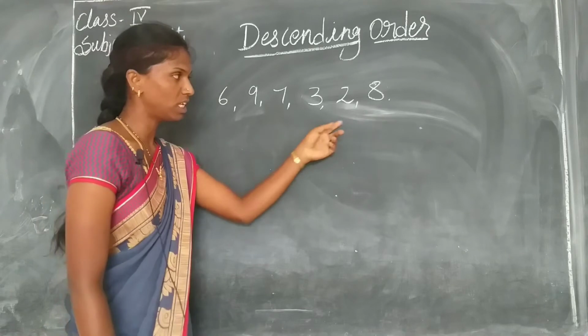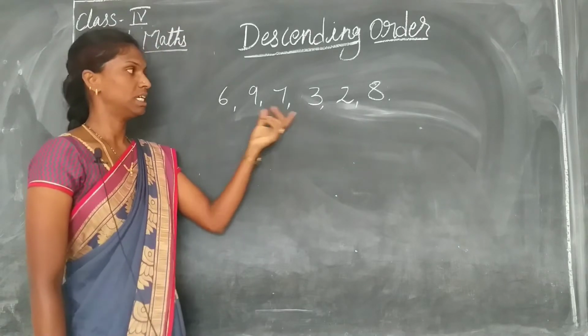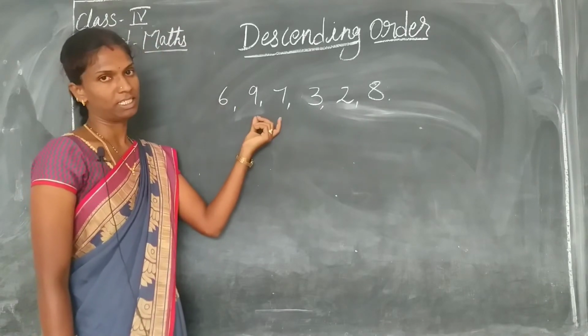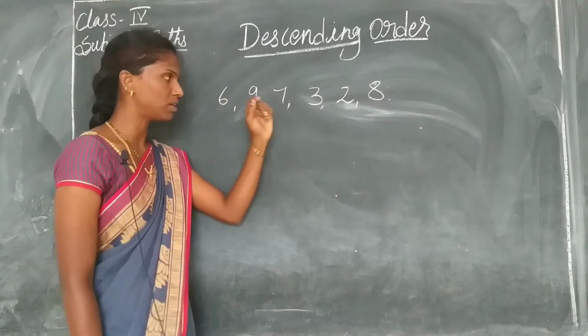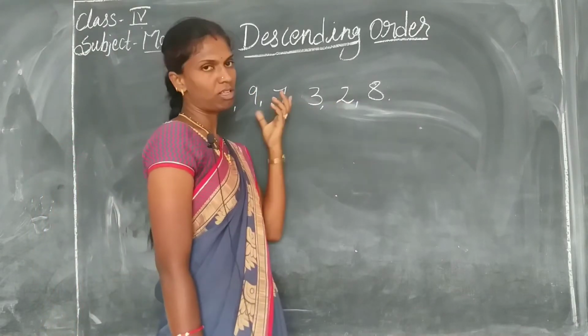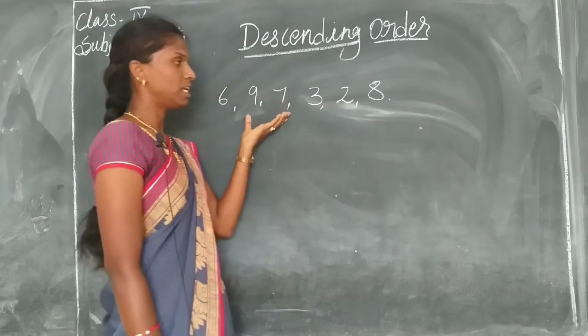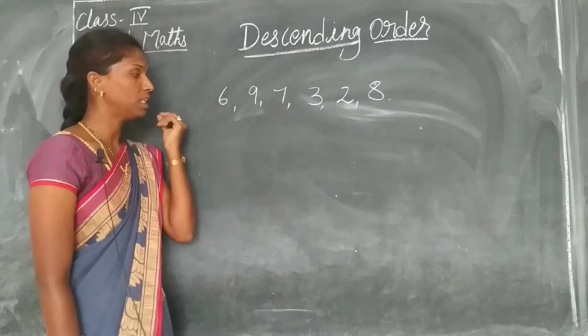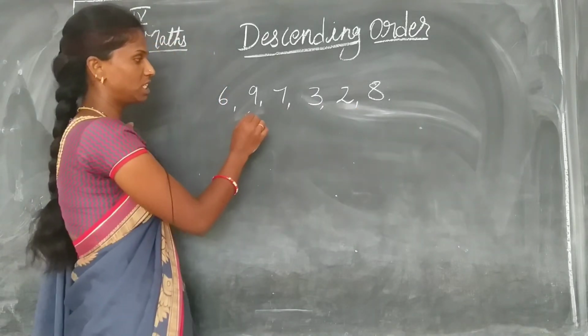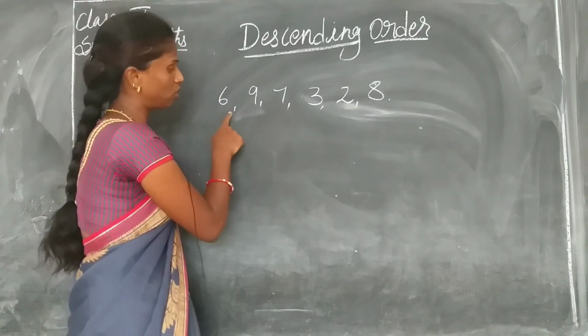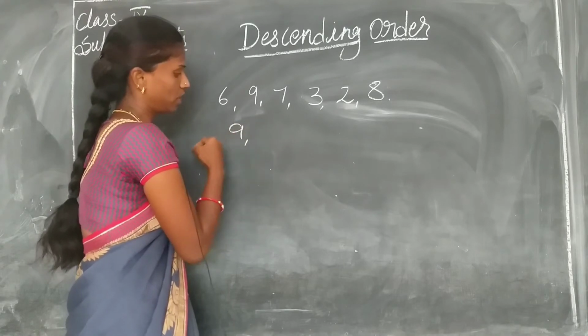Among all these, first we have to observe the digits. These are all single digit numbers. 6 is a single digit number, 9 is single digit, 7, 3, 2, these are all single digit. So we can easily find using the single digit. Among these single digit numbers, which is the greater number? You can observe clearly 9 is the greater number.